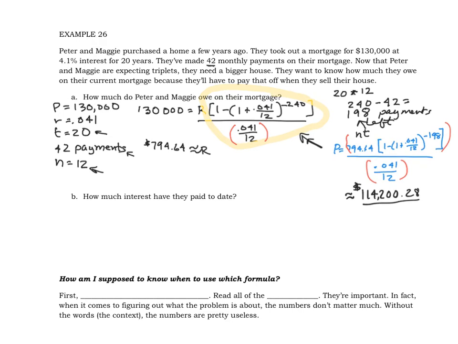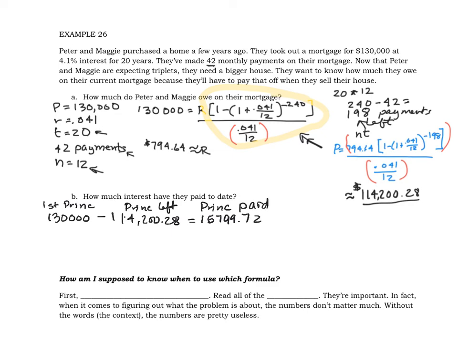So B, how much interest have they paid to date? It's going to be a little bit more complicated than what we've done in the past. So we're going to take our first principal, which was $130,000, minus the principal left, and that was $114,200.28. And that will give them $15,799.72. And that is a principal that they have paid.